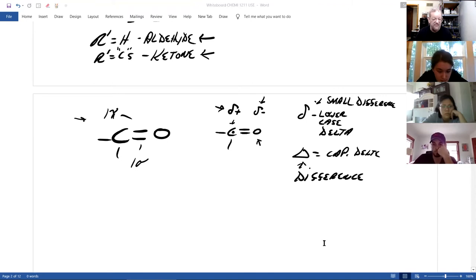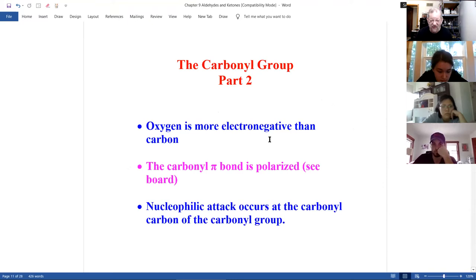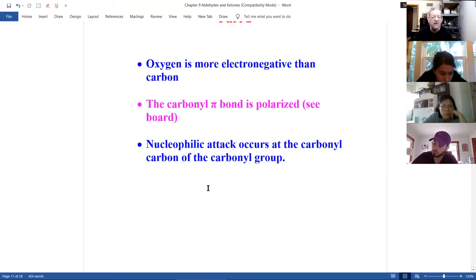So oxygen is more electronegative than carbon. Again, the carbonyl carbon is polarized. I showed you that. And nucleophilic attack occurs. Remember, organic chemists are violent. Instead of saying bonding, we say attack. And actually, if you're at a symposium, other organic chemists would use that type of terminology.